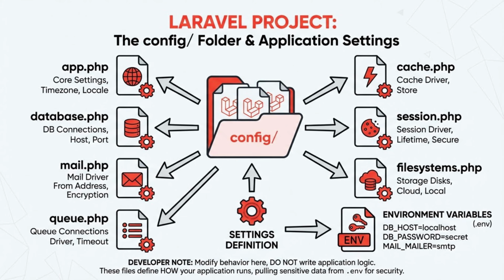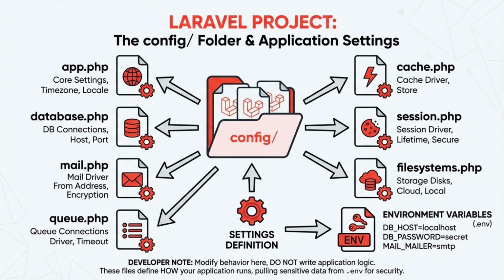And filesystems.php configures the storage disks, whether you're using local storage, cloud storage like Amazon S3, or multiple disks at once. All of these settings are designed to be flexible, meaning you don't hard-code sensitive information directly into these files. Instead, Laravel pulls private values like database passwords, API keys, and mail credentials from the .env environment file, keeping your sensitive data secure and easily changeable depending on whether your application is running locally, on staging, or in production.